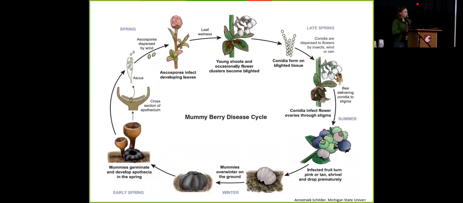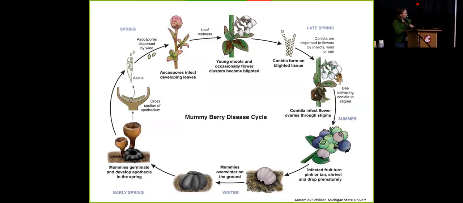Looking at the disease cycle of mummyberry, it's well documented. So we start with the dormant state of old berries that are lying on the ground in between the blueberry plants. In spring, under the right conditions, little mushrooms called apothecia develop from these berries. Within these, a type of spores is produced called ascospores. These ascospores are transferred by wind, landing on the emerging leaf and flower tissues where primary infection takes place.